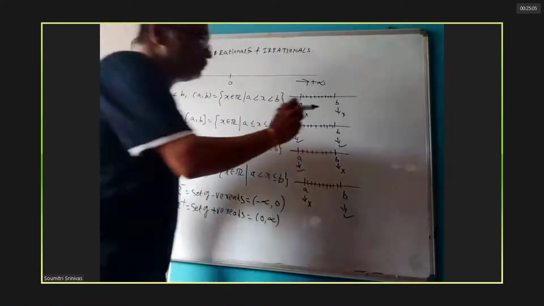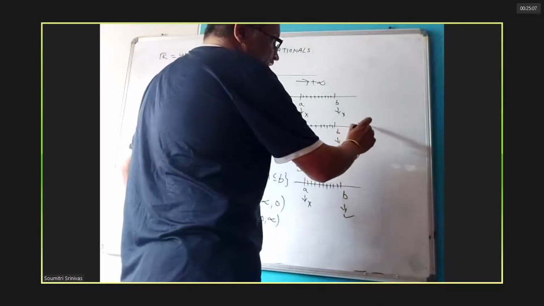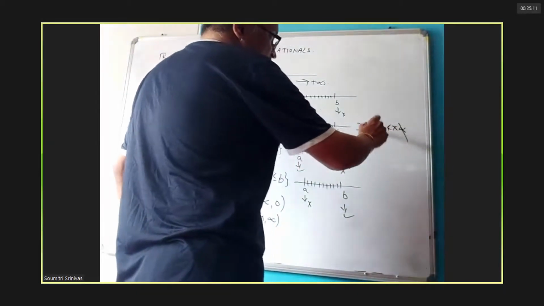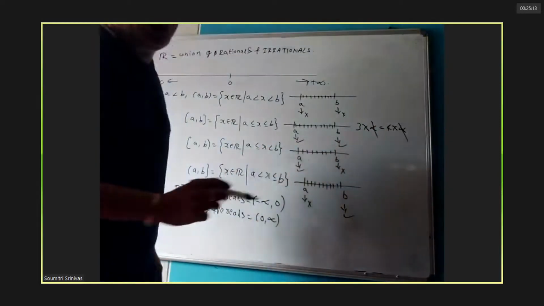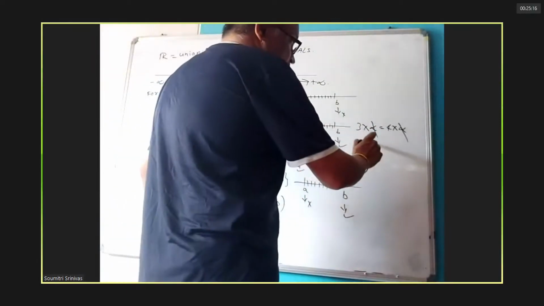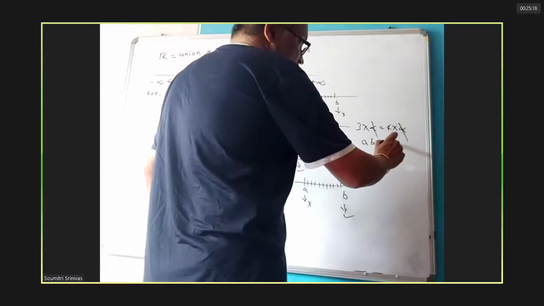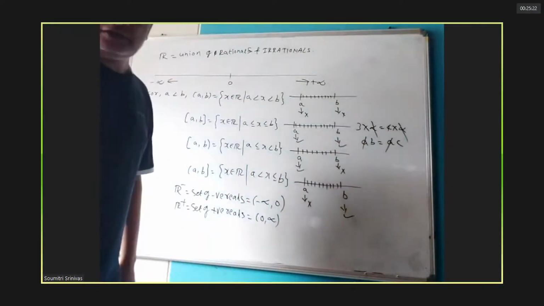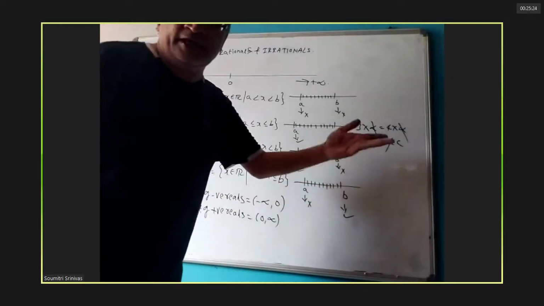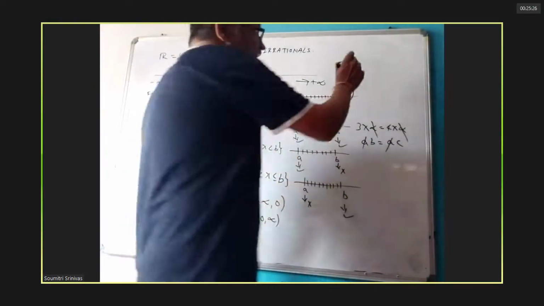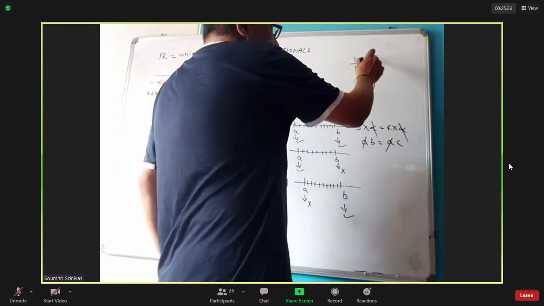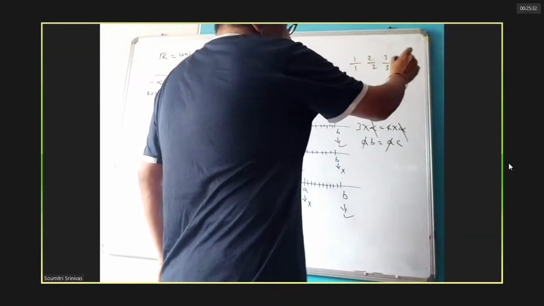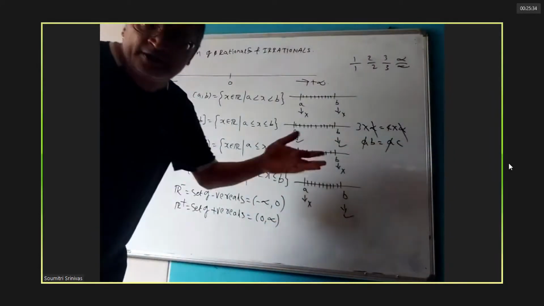I told you, 3 into infinity is equal to 4 into infinity. Can you cancel infinity? No. AB is equal to AC. Can you cancel A? Yes. But can you cancel off infinity? No. In fact, 1 by 1 is 1, 2 by 2 is 1, 3 by 3 is 1. Is infinity by infinity 1? Answer is no.